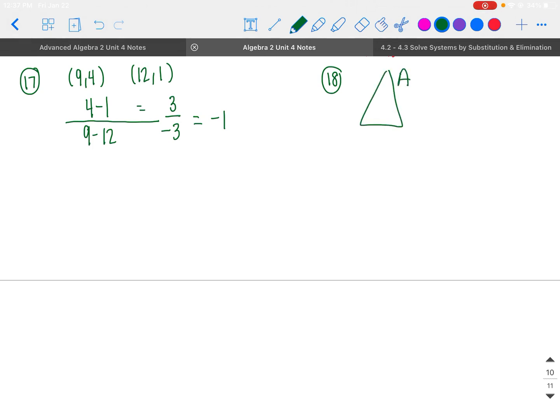18. So we have a triangle, A, B, C. And we know that the angles A and B add up to be 47 degrees. And we want to know what C is. If you know that a triangle has 180 degrees, you can subtract 47 from that to get 133.